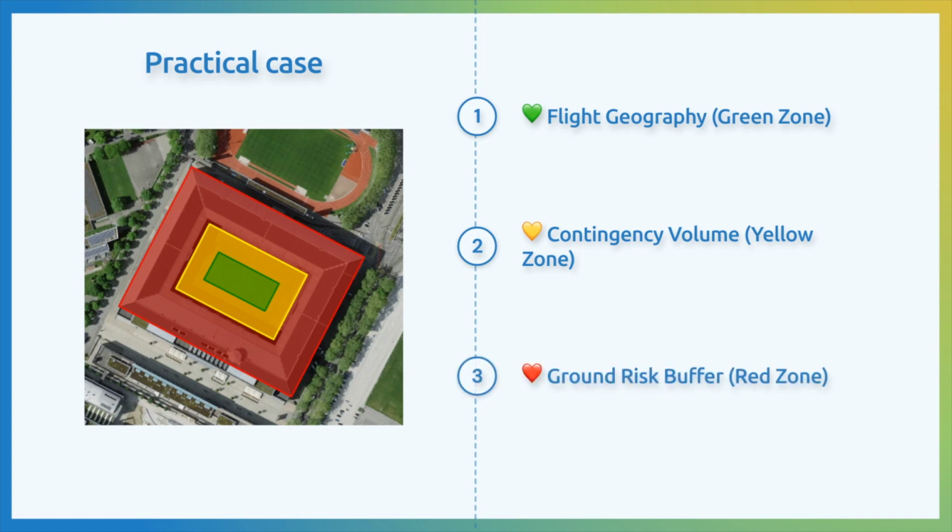Ground risk buffer, red zone. If things go really wrong, and we need to end the flight immediately, we use emergency procedures in this area. We always make sure the aircraft stays inside the stadium to avoid harming anyone outside. The goal is to keep the flight safe and controlled within these zones.